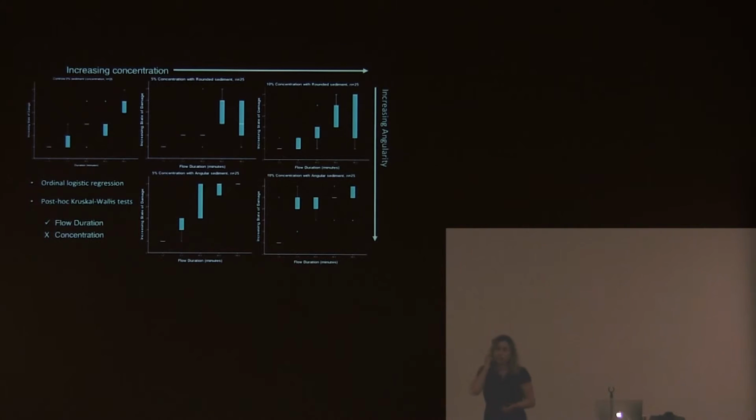Secondly then is sediment concentration. Sediment concentration actually didn't have an overall significant effect. However, if you separate out your angular grains from your rounded grains, you find that rounded grains have absolutely no significance, but angular does become significant.